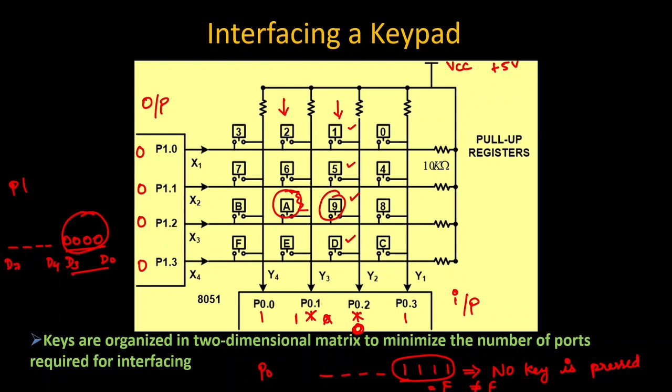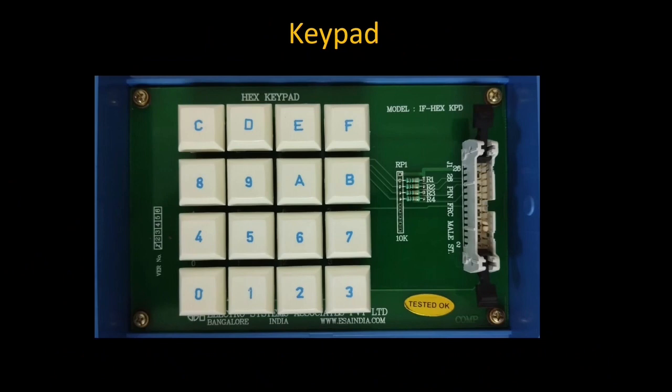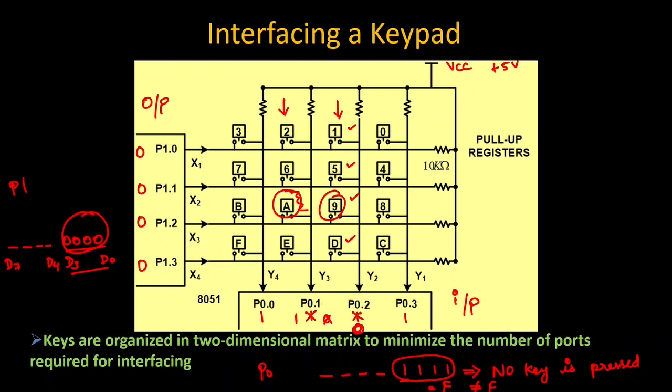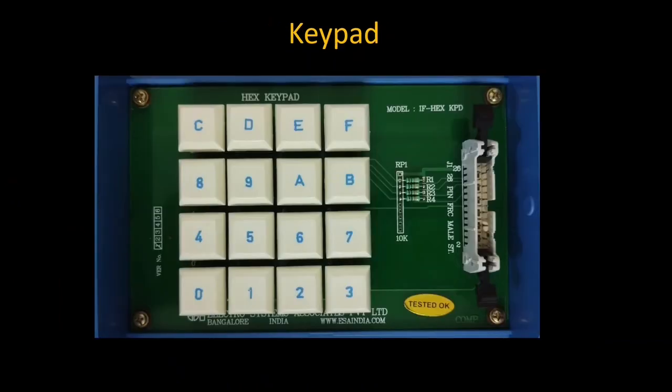With this, we can go to our keypad and see how it actually looks in terms of hardware. This is your hexadecimal keypad. You can see here it is going to start from 0 and end at F. The same structure is being used. This is going to be in terms of your port 1.0 to port 1.3, and here it is going to be port 0.0 to port 0.3, right? This should be configured as input port and this should be configured as output port. So all those things are the same.